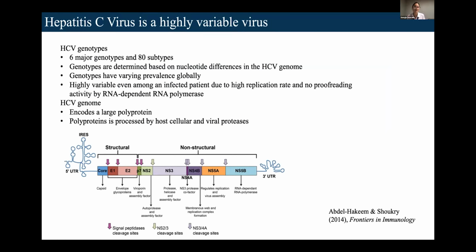So one of the most important things to know about HCV is that it's a highly variable virus. It's highly variable on a superficial level in that there are 6 major genotypes and multiple subtypes. But even in a single infected patient, there is a lot of variability in HCV sequence due to its high replication rate and lack of proofreading activity by its RNA-dependent RNA polymerase. I have an image here of what the HCV genome looks like in the different regions and the different proteins it expresses, and I'll get into that on the next slide.